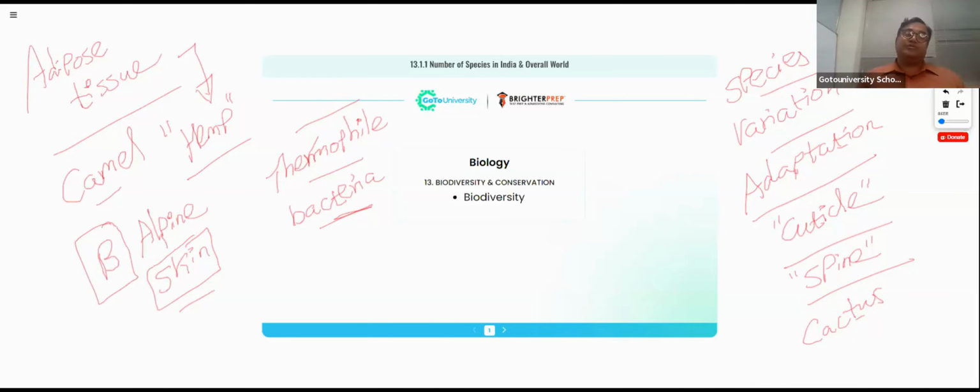Why do I need to study biodiversity? Why are only certain species living? Why can't I live? Why can certain plants live, and why can't all plants live? For example, in the desert, jasmine can't live. In the case of a desert, can you see any jasmine? No, I can't see jasmine. I can't see strawberry or gooseberry in the desert, whereas I can see dates much more.